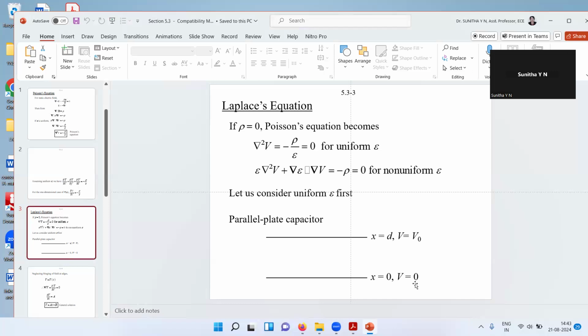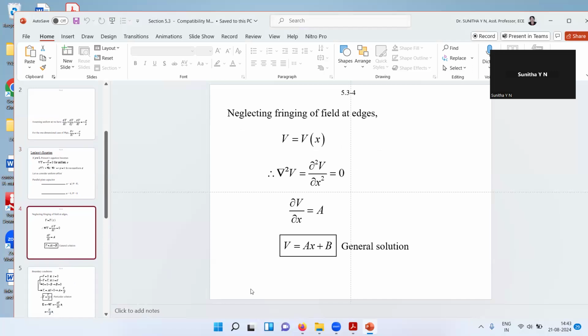This plate has a potential of 0, and this plate has a potential V naught. If this is the situation, neglecting the fringing of field at the edges, where the field is reducing but we can ignore that, we can say that V is equal to V of X. So del square V, which is del square V by del X square, is equal to 0, according to the Laplace equation.